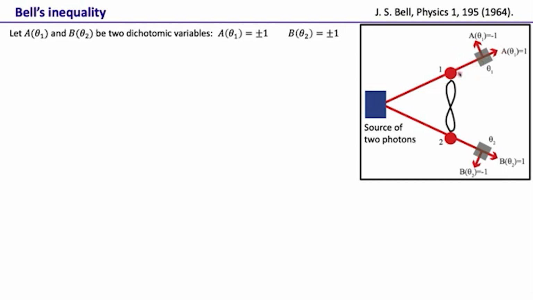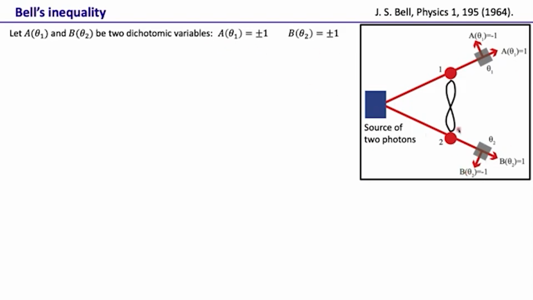So whatever the polarization of the light coming in, if it goes this way when the polarizer is kept at an angle of theta 1, then we call that A has a value 1. But if it goes this way, then we call the variable A as having value minus 1. Similarly, if the photon here passes through this polarizer kept at theta 2, then we assign plus 1 to B. And if it doesn't pass through this polarizer, either it gets absorbed in the experiment or it goes to the other port, then we assign a value minus 1 to B. So these are the dichotomic variables.